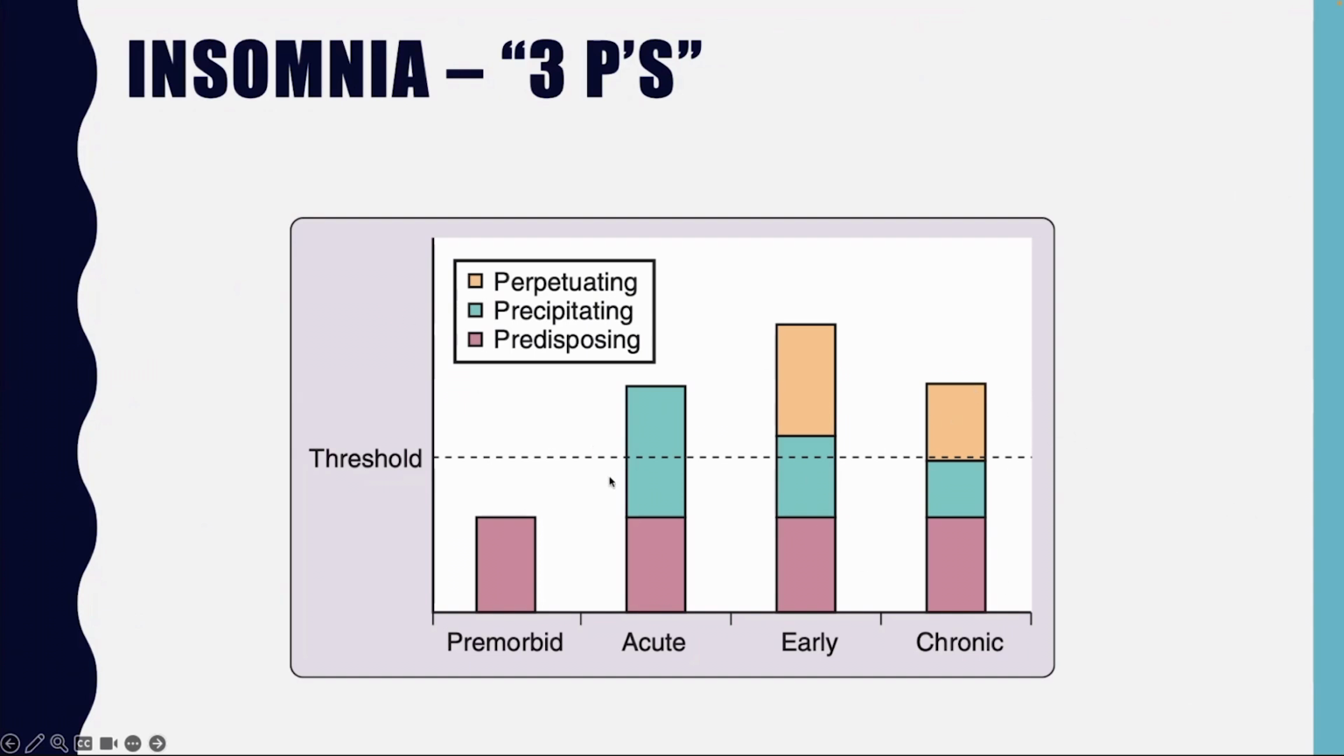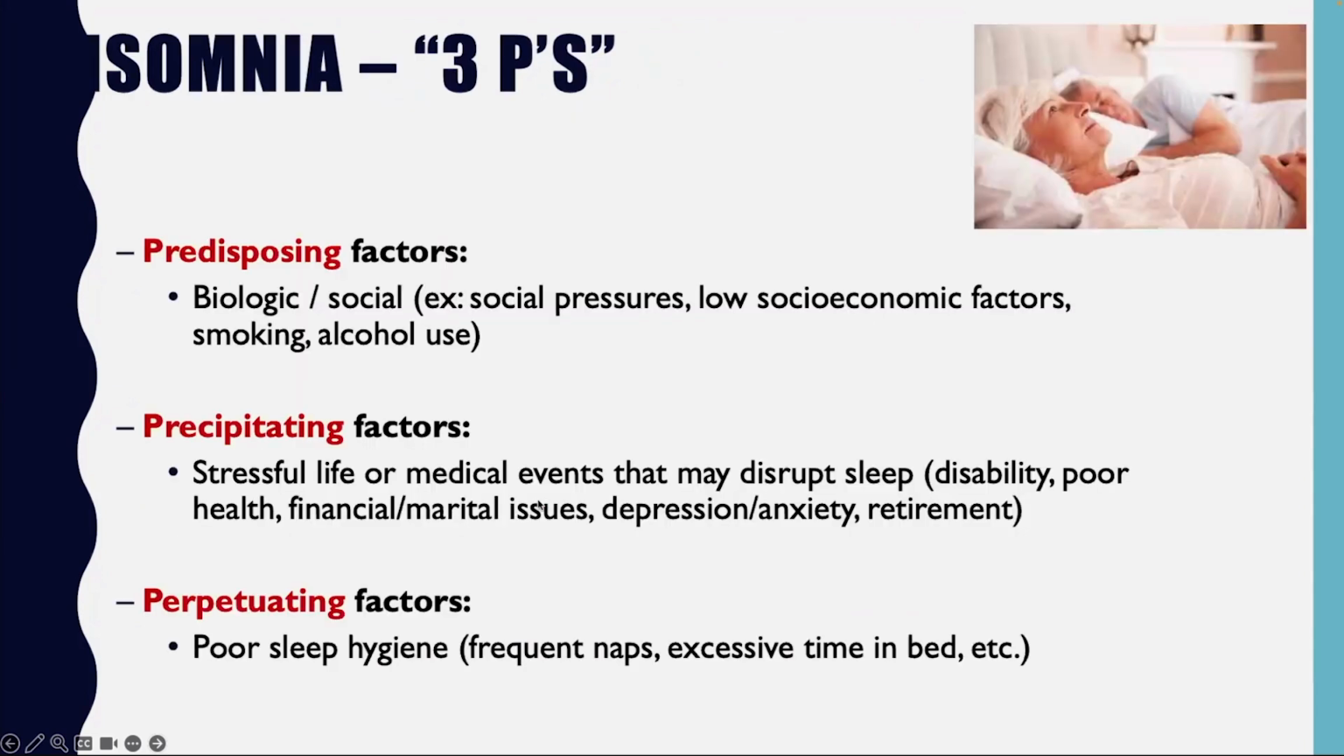So what are some of these predisposing, precipitating, and perpetuating factors? Predisposing factors include biological factors and social factors such as social pressures, low socioeconomic status, smoking, alcohol use, etc. Precipitating factors can include stressful life events or medical events that may disrupt sleep, such as disability, poor health, financial or marital status, depression, anxiety, and retirement. And then you have perpetuating factors, which include poor sleep hygiene, frequent napping, excessive time in bed, etc.